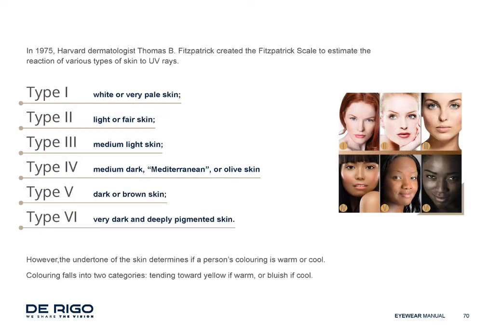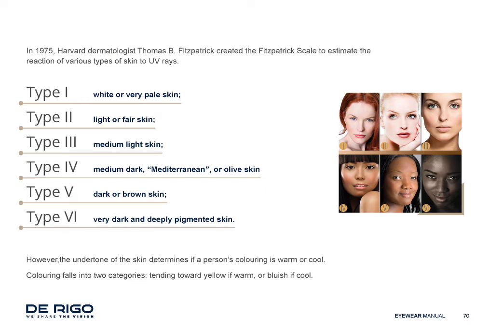In 1975, Harvard dermatologist Thomas B. Fitzpatrick created the Fitzpatrick scale to estimate the reaction of various types of skin to UV rays. Type 1 is a white or very pale skin. Type 2 refers to light or fair skin. Type 3 refers to medium light skin. Type 4 refers to medium dark, Mediterranean, or olive skin. Type 5 refers to dark or brown skin. Type 6 refers to very dark and deeply pigmented skin.